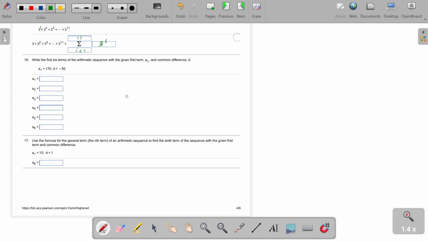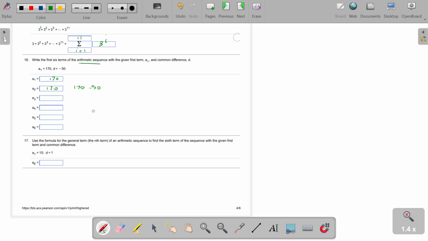Question 16, we want to write the first 6 terms of the sequence where A1 is given, and the common difference is negative 50. This is an arithmetic sequence. So if the first term is 170, the next one will be 170 plus negative 50, or I can just write minus 50, so that's 120.